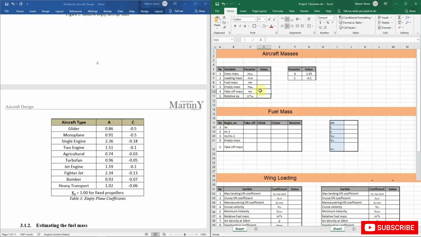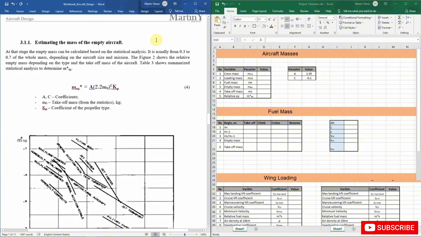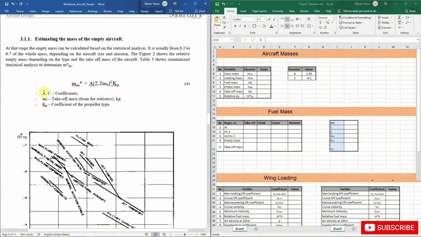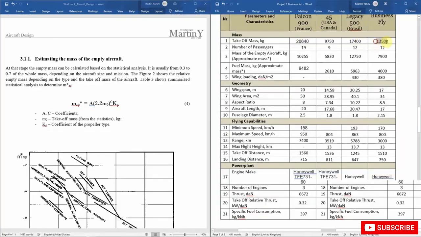Okay, so the starting point, as you saw from the presentation, and I'm going to show the formula here now. We are taking the takeoff mass from the statistics. So from the statistics, we estimated that our takeoff mass should be around 13,500, right? And you can see it here. This is from our project. So we use this value, 13,500.